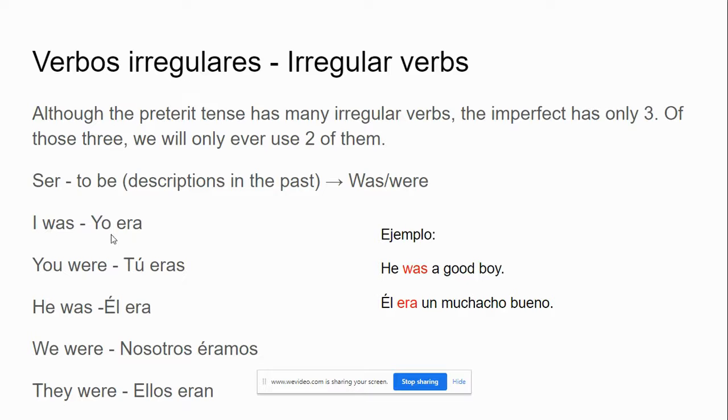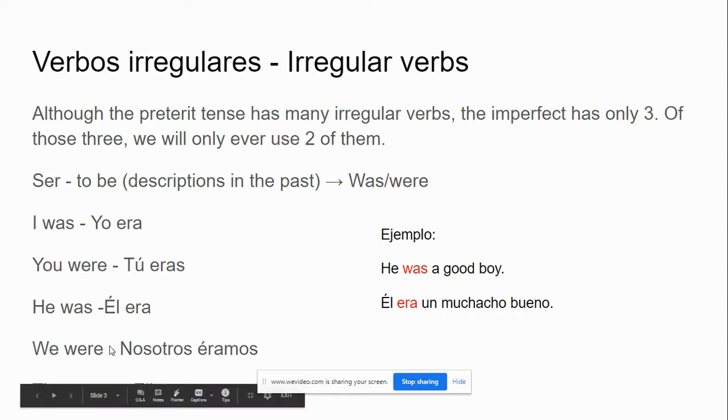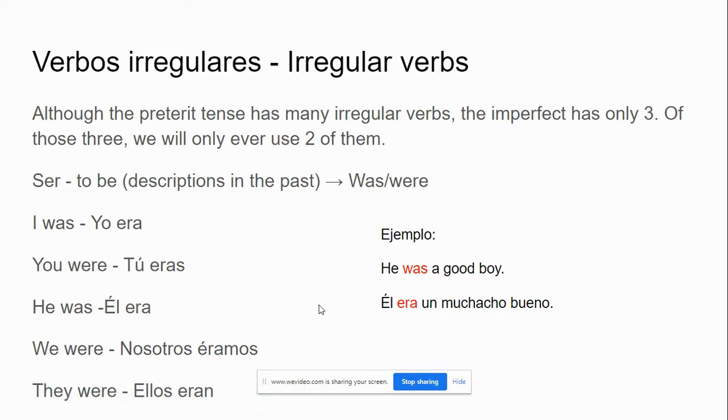To say I was, yo era. You were, tú eras. He was, él era. We were, nosotros éramos. Ellos eran. It's going to pop up once I move my cursor. Now, this is another case of you know one, you know them all. Because if you know that yo is era, I was, then you should be able to conjugate the rest of them.